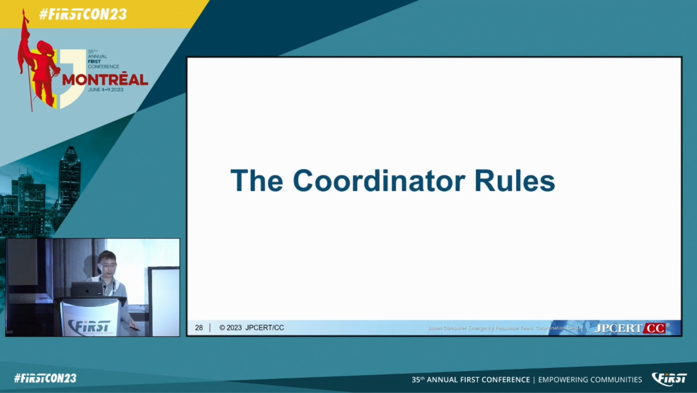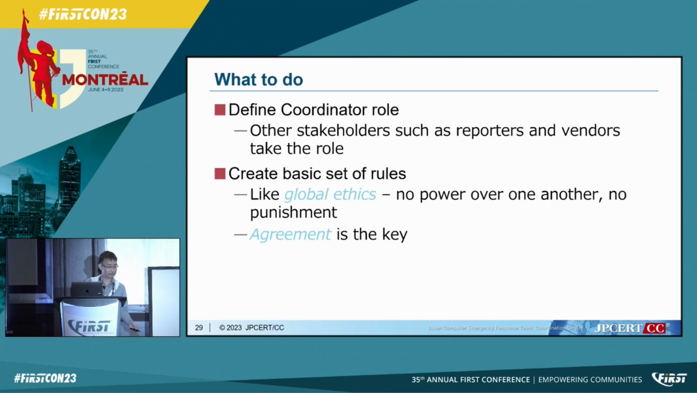So, the coordinator rules that I'm proposing. What to do? First, define the coordinator role. It has not been defined clearly as of yet. And other stakeholders, such as reporters and vendors, take the role, as I mentioned in my previous slides. So it is important that the coordinator role is defined. And create a basic set of rules. Nothing too strict, in my mind, at least. Like global ethics, no power over one another, no punishment. And for this, agreement is key.